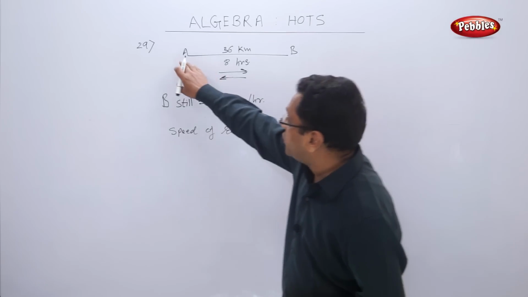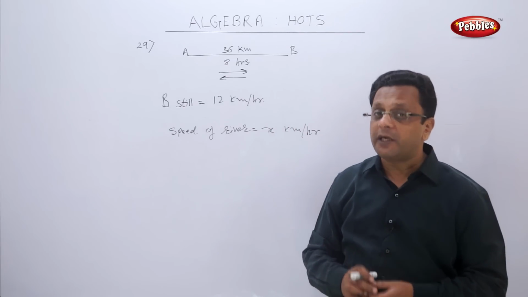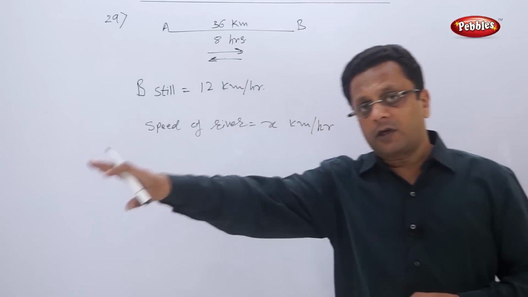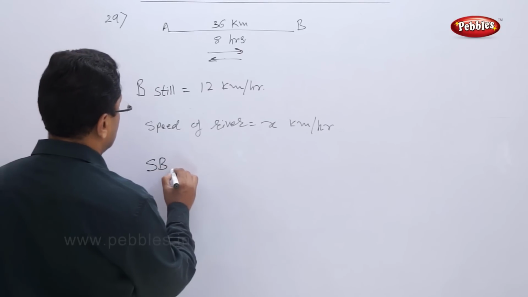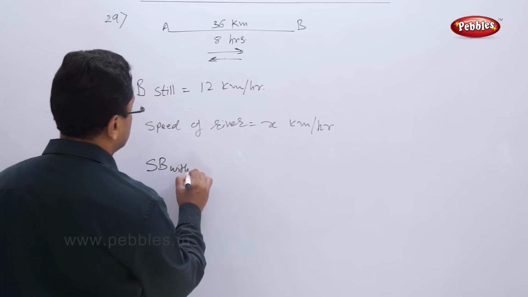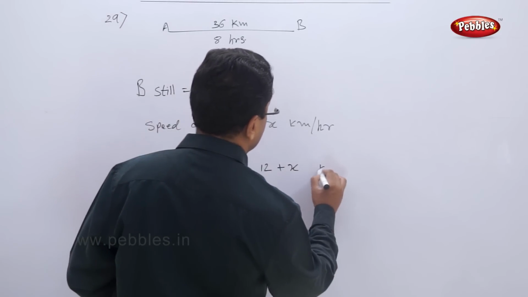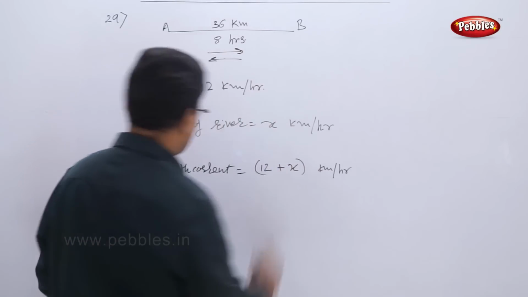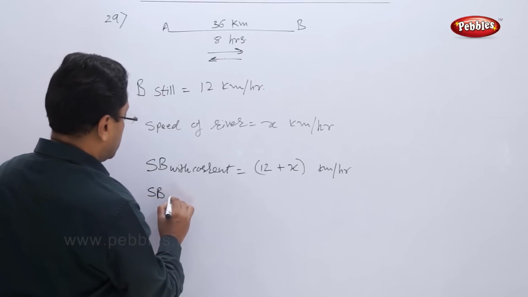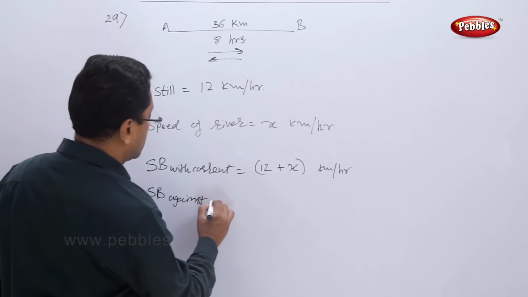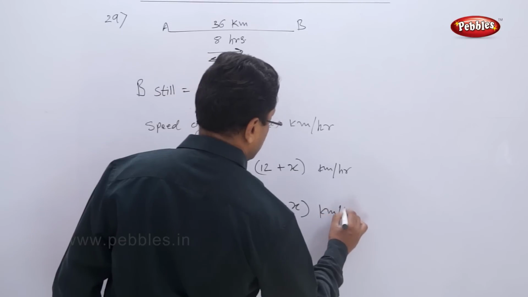Okay. Now when the boat is traveling in the line of current, means along the current, what will be the speed? Now when the boat is moving along with the current, the speed of the boat with current will be equal to 12 plus x kilometers per hour. And when the boat is traveling against the current, means coming back, speed of the boat against the current is 12 minus x kilometers per hour.